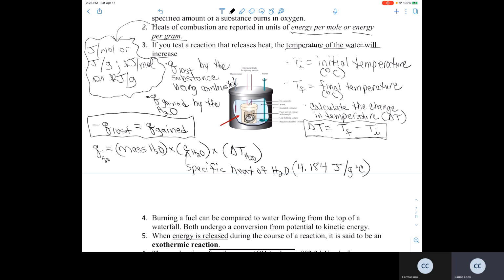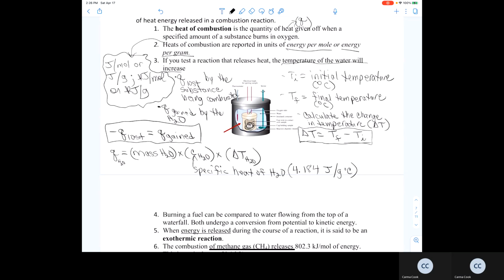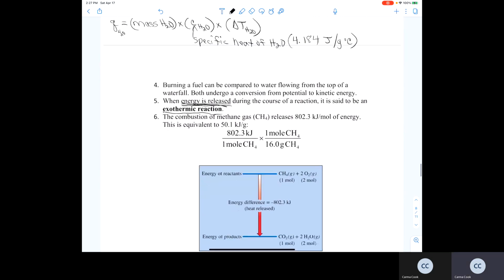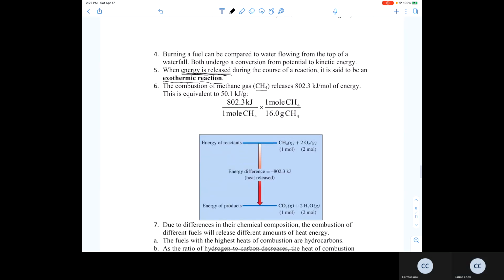So burning of a fuel or anything else that is combusted is an exothermic reaction because heat energy is being released by the reaction. Methane is a fuel, and when you combust methane, 802.3 kilojoules per mole of energy is released, which is equivalent to 50.1 kilojoules per gram.